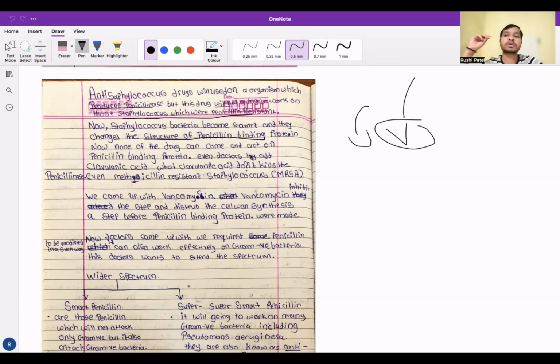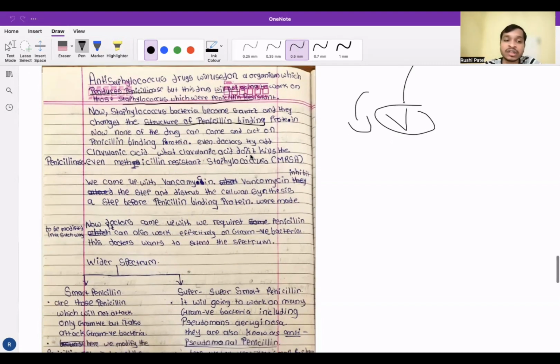So now the doctors become smart and they know how to work on this. Now they introduce the drug named vancomycin. What does vancomycin do? Vancomycin inhibits the step and disrupts the cell wall synthesis a step before the penicillin binding protein is made. यानी penicillin binding protein के बनने से पहले ही हमने इस सेल वॉल को डिस्टर्ब कर दिया.